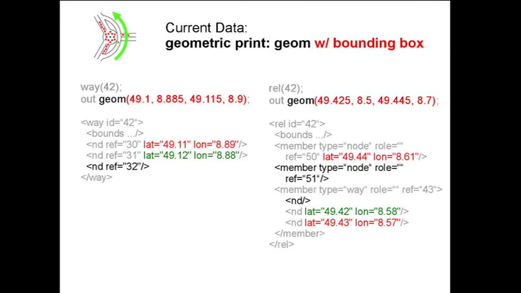Imagine you have a boundary that's going twice through your bounding box. Then you would like to know that these are two distinct sections you are seeing in the geometry. And for that reason, there are these ND elements that will tell you that there are other nodes that have been left out because they are out of the bounding box, and that you are seeing two distinct sections and not one section forming the boundary.